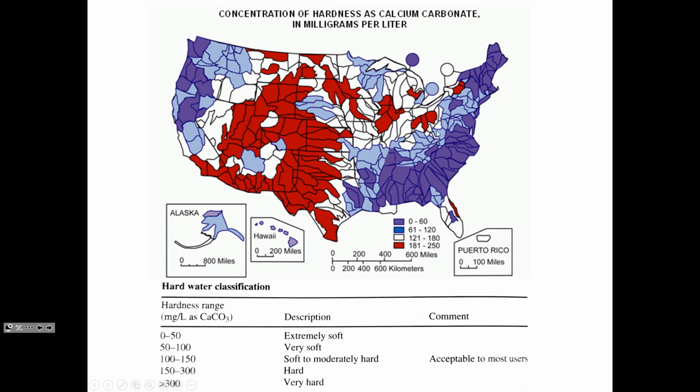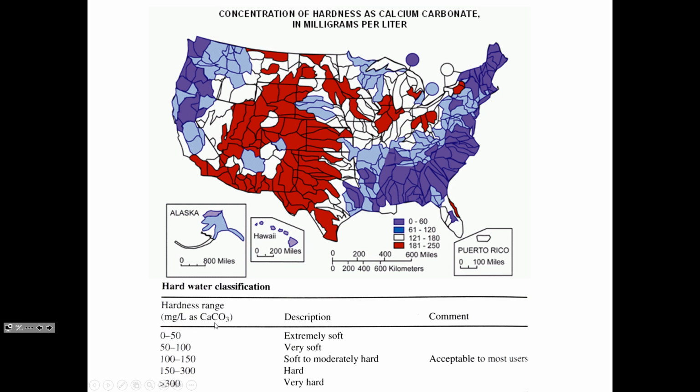You can see that Ohio and some of the Appalachian region also has elevated hardness. And so here's a table that classifies hardness as calcium carbonate. Remember that regardless of the constituent species contributing to hardness, just to put it all on an easy level playing field where we can compare place to place, it's expressed as calcium carbonate.